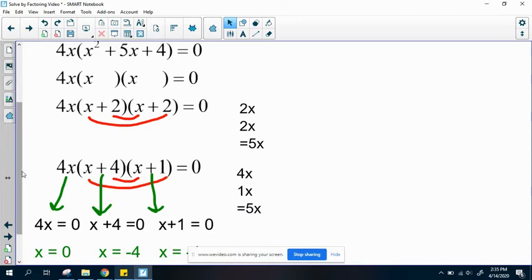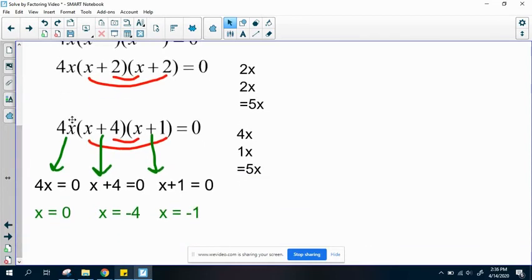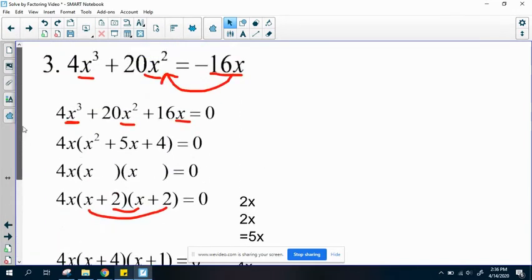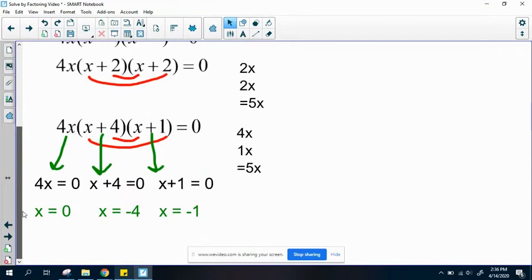And if you notice, this time I did set the number, the GCF out in front, equal to 0 because it had an x. So 4x equals 0, x plus 4 equals 0, and x plus 1 equals 0. So my 3 answers are 0, negative 4, and negative 1. And I had 3 answers this time because I started with a cubic. Okay, that's why I ended up with 3.